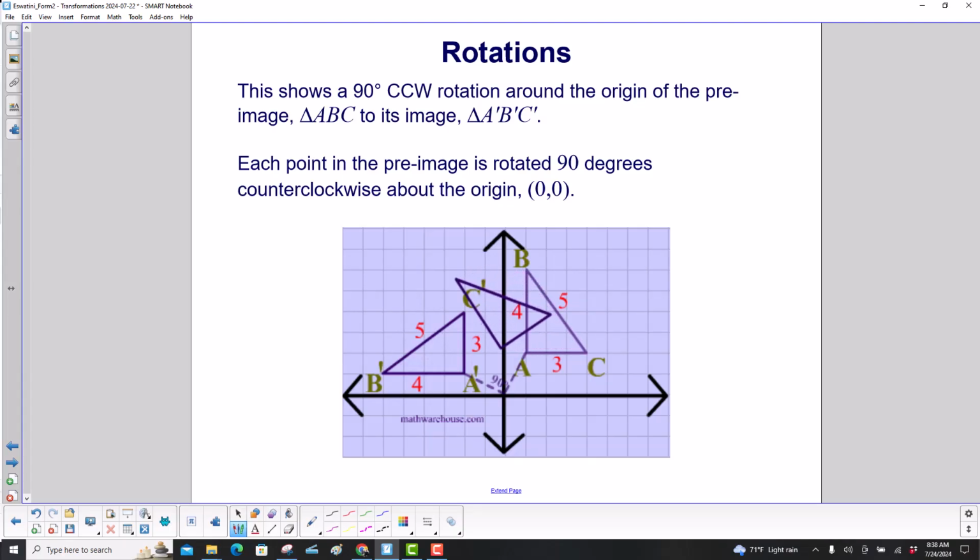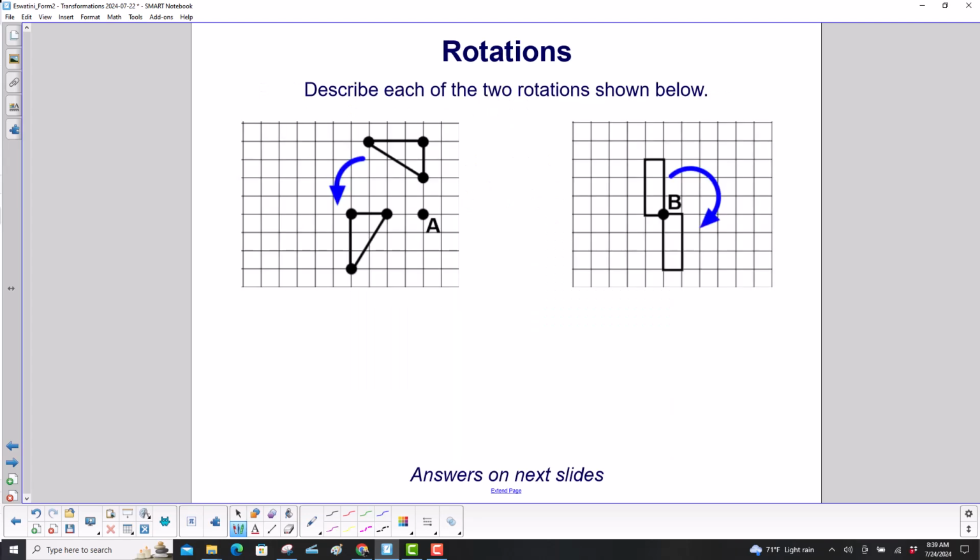This image shows a 90-degree counterclockwise rotation around the origin of the pre-image, triangle ABC, to its image, triangle A'B'C'. Each point in the pre-image is rotated 90 degrees counterclockwise about the origin, which is (0, 0) right over here, and we've got the rotation going like this.